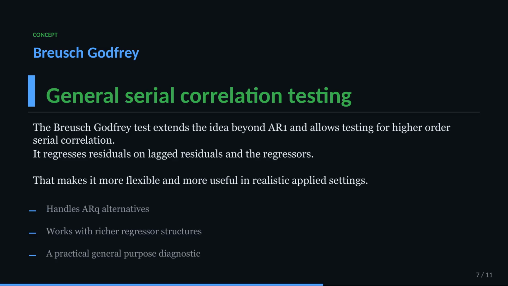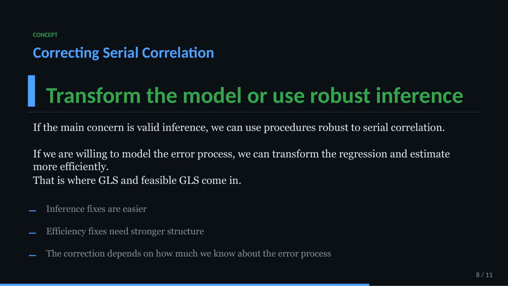It allows testing for higher order serial correlation by regressing residuals on multiple lagged residuals and the original regressors. That makes it more flexible than the AR(1) only approach and better suited for realistic models. What do we do once serial correlation is present? One option is to focus on inference and use procedures robust to serial correlation. Another option is to model the error process and transform the regression so the transformed errors satisfy the assumptions more closely. That is the logic behind GLS and feasible GLS.